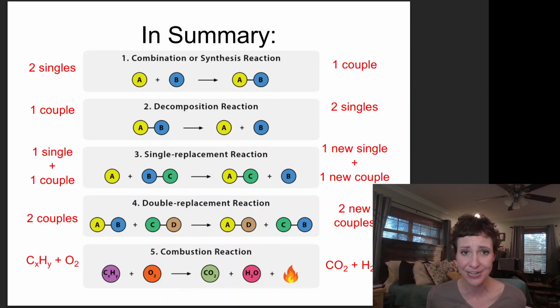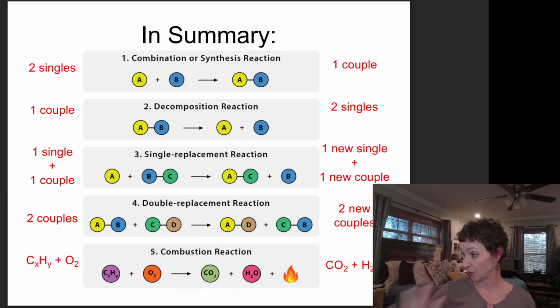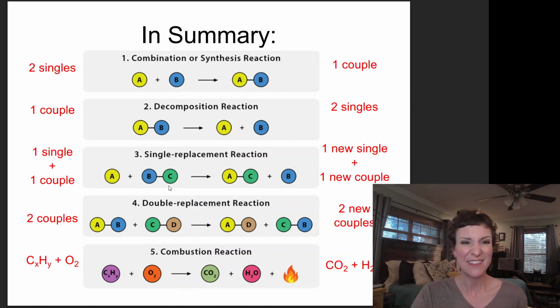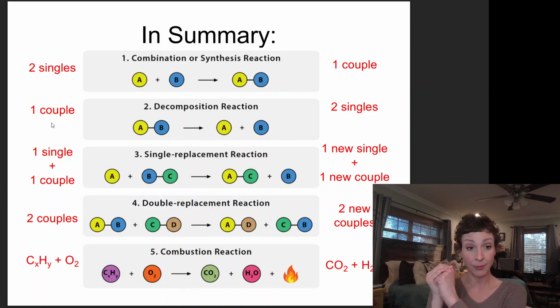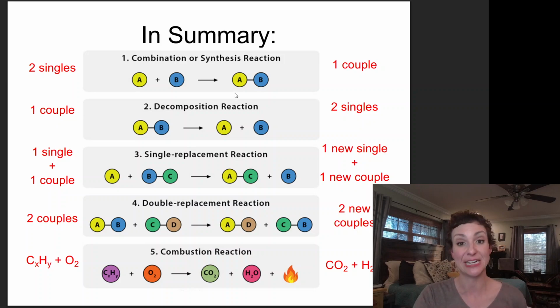Okay, but here's my summary, you guys. When I am trying to classify my reactions as one of these 5 types, I'm just looking at seeing what I have on the reactant side and what I have on the product side in terms of single people or couples, okay? If I see 2 single people on the reactant side, well, they are gonna make a synthesis reaction to make 1 couple. That will be a synthesis reaction. If I see just 1 couple, the only thing that couple can do is break up into my two singles for a decomposition reaction.